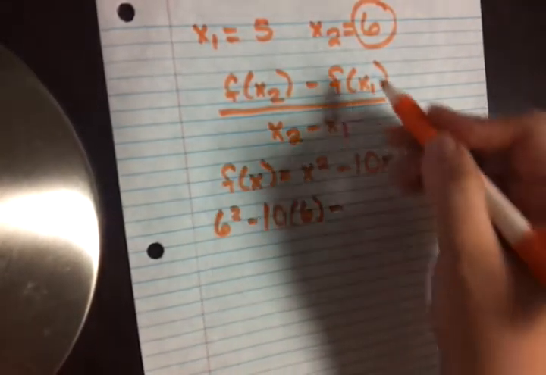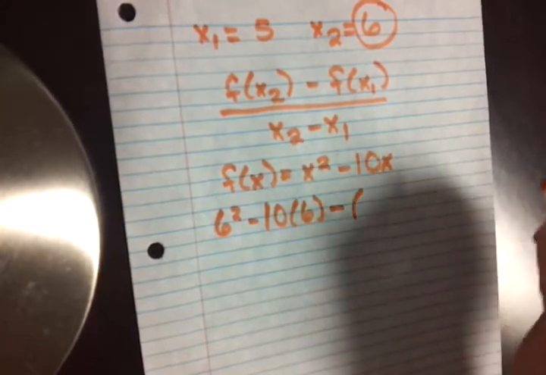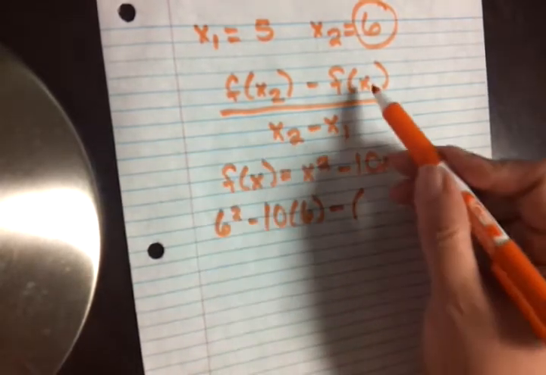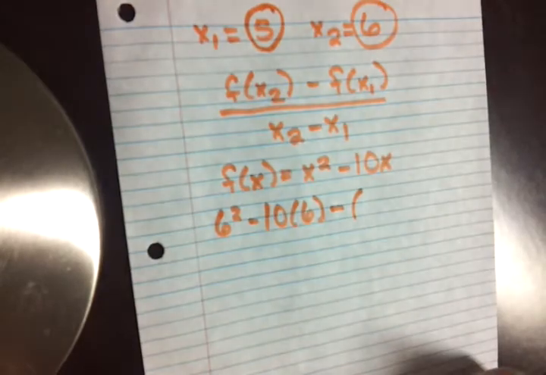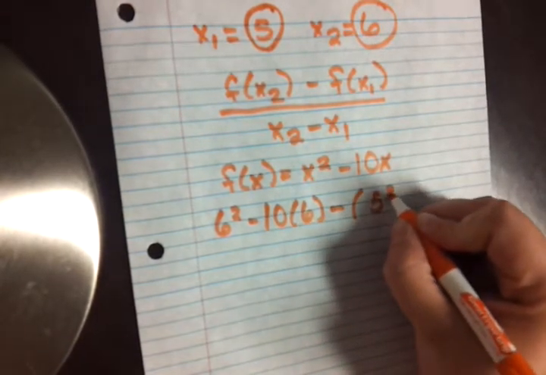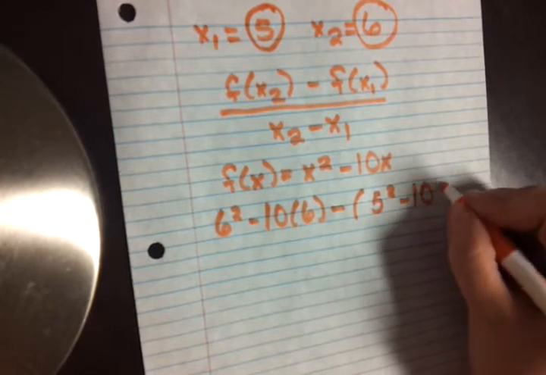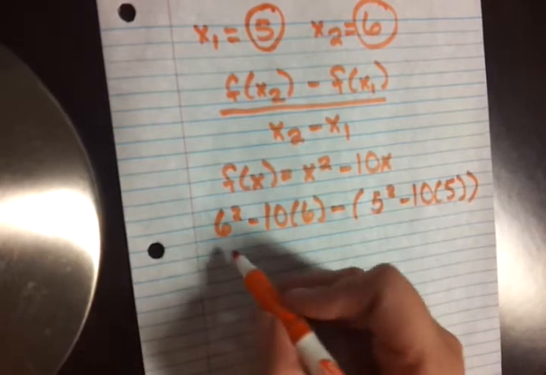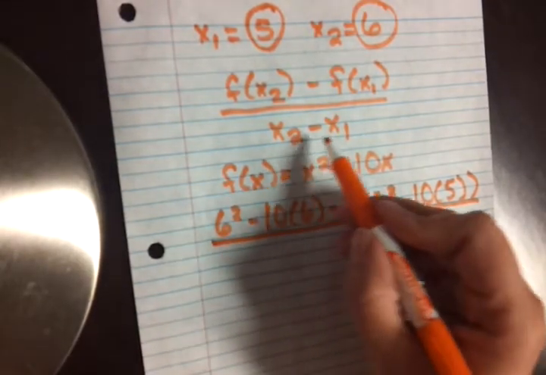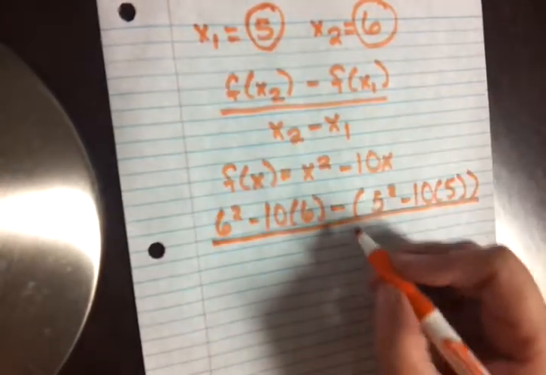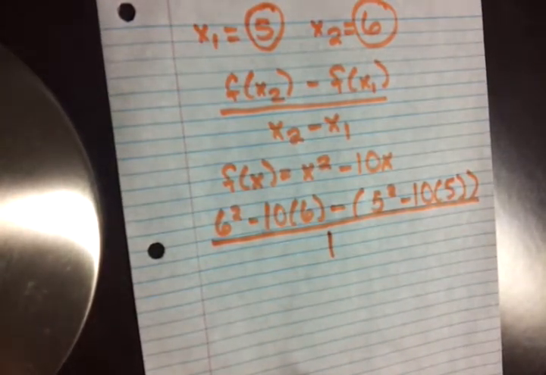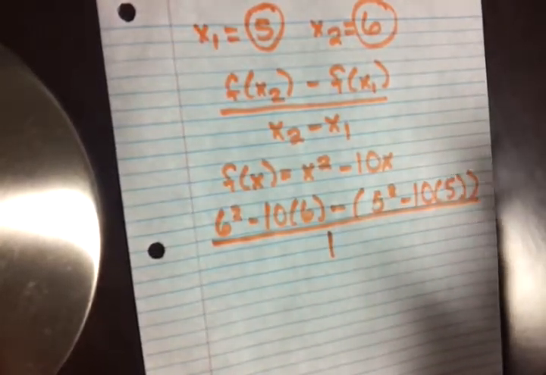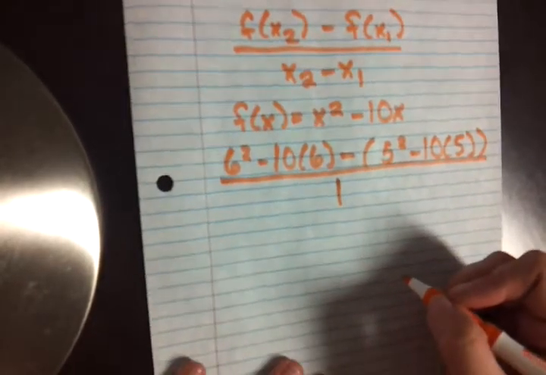Now I need to subtract f of x1. I'm going to put parentheses around that because I'm going to have to distribute that minus sign at some point, and I don't want to mess that up. So for f of x1, I'm just going to be plugging in the 5 this time everywhere there's an x. So that's going to be 5 squared minus 10 times 5. I've got those parentheses there just to be sure that I'm not forgetting anything. And we need to put that all over x2 minus x1. In this case, 6 minus 5, which is 1, which means we can technically get rid of it for this problem. The next step, the one where we're only going 0.5, we can't get rid of that denominator because it's actually something that's going to make a difference. But for now, let's just simplify.